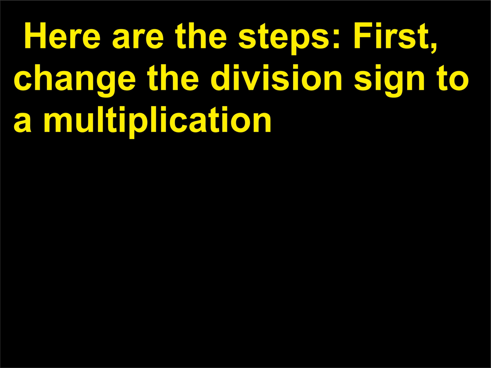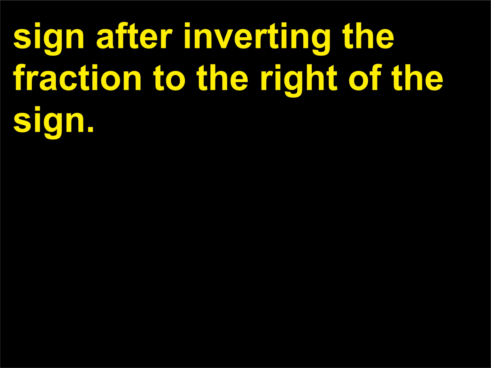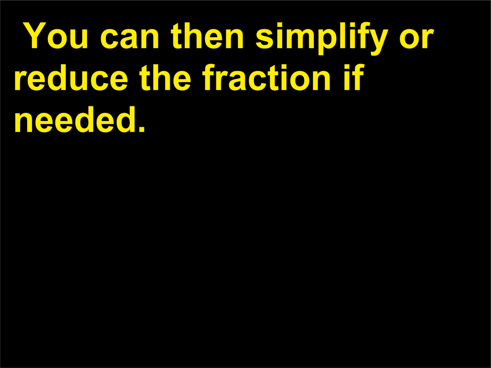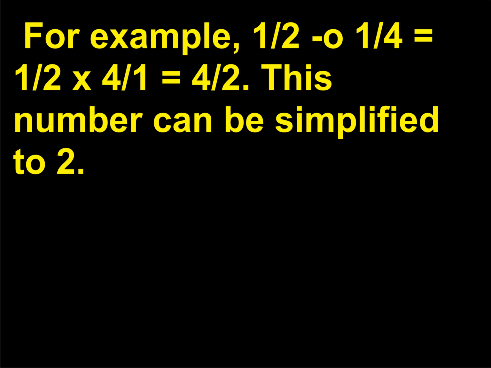Here are the steps. First, change the division sign to a multiplication sign after inverting the fraction to the right of the sign. Multiply the numerators and denominators, and write the result. You can then simplify or reduce the fraction if needed. For example, 1/2 ÷ 1/4 equals 1/2 x 4/1 equals 4/2. This number can be simplified to 2.